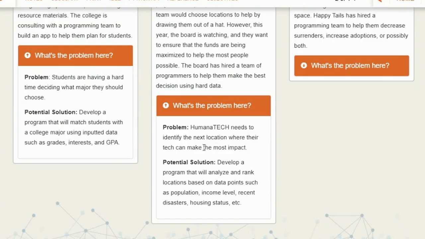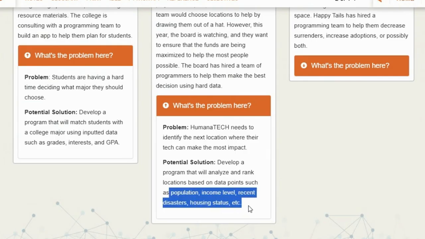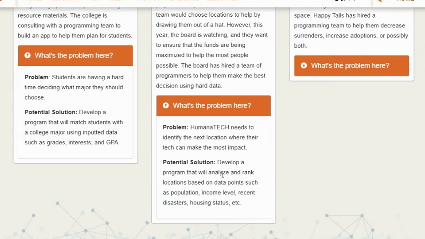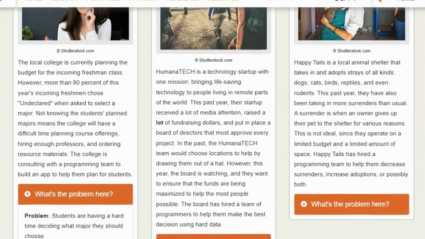Humanitech needs to identify the next location where their tech can make the most impact. Absolutely. Develop a program that will analyze and rank locations based on data points like population, income level, recent disasters, housing status, etc. Okay, that's kind of what we were thinking. It would take multiple pieces of information and figure out which ones would be the most useful. All right, one more to analyze over here.